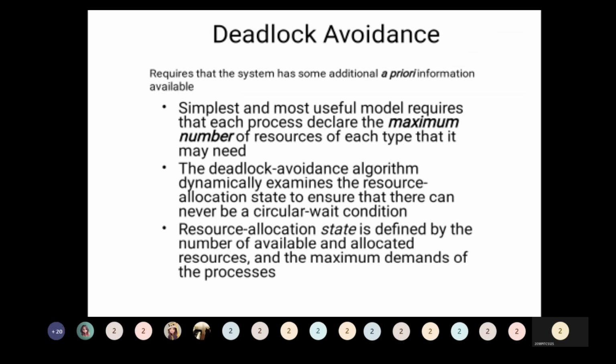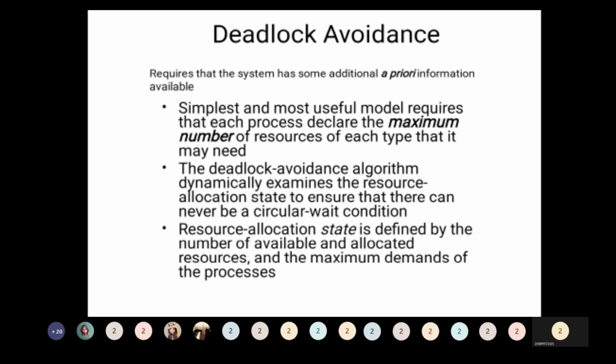Now next we will see the deadlock avoidance case. It requires that the system has some additional priority information available. For avoiding deadlock, we want some additional information. We will see how to avoid it. The simplest and most useful model requires that each process declare the maximum number of resources of each type it may need. So before requesting the resource, each process has to declare or inform the maximum number of resources that it may need.